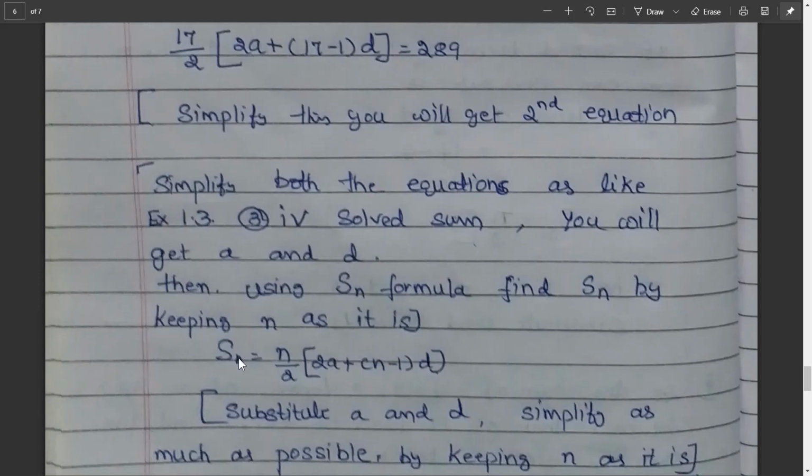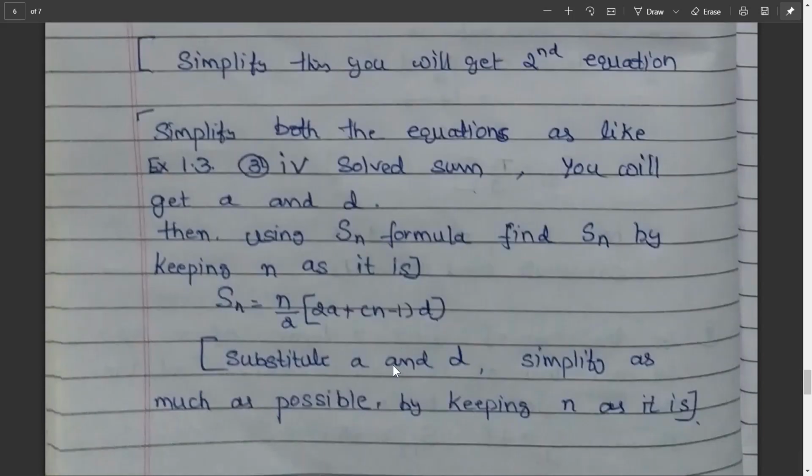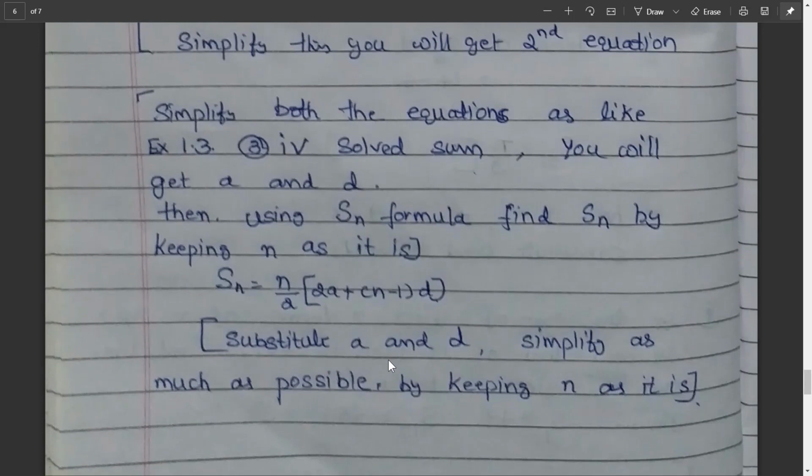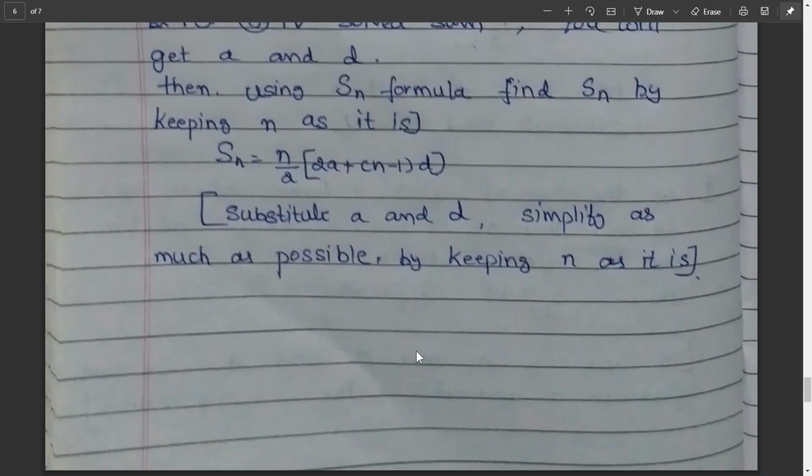Here in Sn, n is unknown, so substituting an n value is not possible, keeping n as it is. Here also n as it is. A and d values, if you simplify the 2 equations, you are getting a and d values. Substitute here, you will get the answer, but not in numbers. You'll get the answer in terms of n. The answer is n square here. Try this sum. If you have doubt, you can ask me.